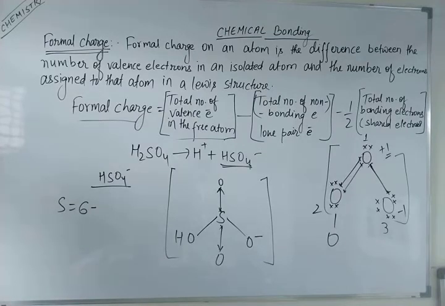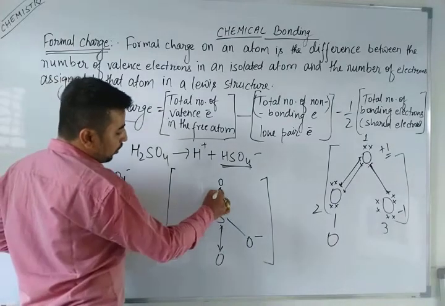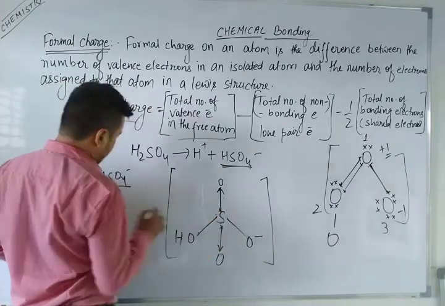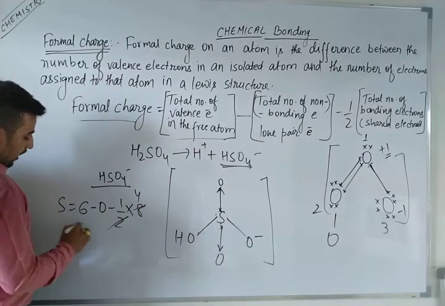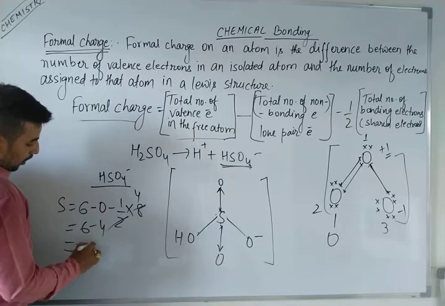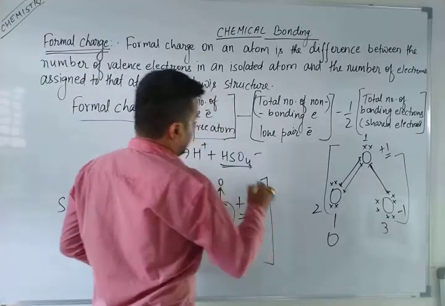electrons, right? And if I talk about the shared pairs, you can see here how many. There are 4 bonds, meaning 8 electrons. So here the lone pair is 0, minus half into 8. 2 fours are 8. 6 minus 4 is equal to 2, plus 2. So if anybody asks you what is the formal charge of sulfur here, that is plus 2.